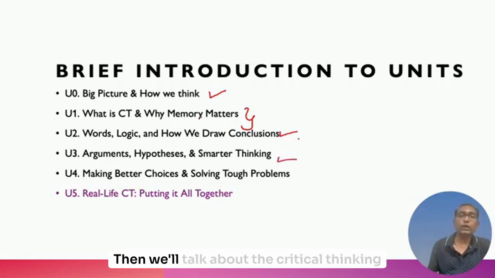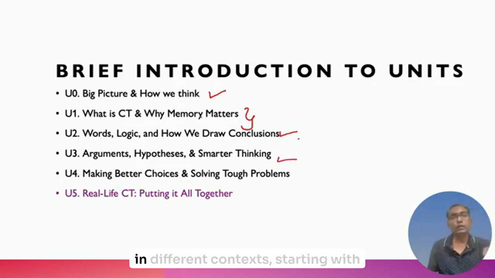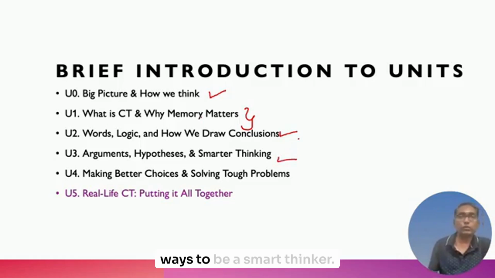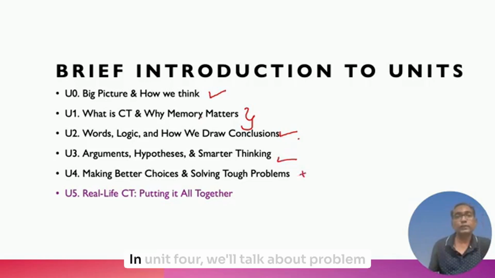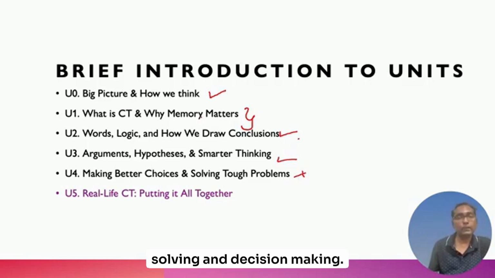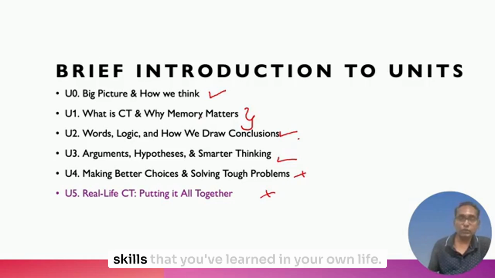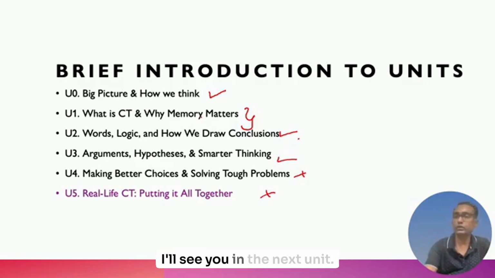Then we'll talk about critical thinking in different contexts, starting with arguments and hypotheses, and learn to be a smart thinker. And Unit 4 will talk about problem solving and decision making and how to be better at both. Finally, in the last unit, we'll apply these skills that you've learned in your own life. Stay tuned. I'll see you in the next unit.